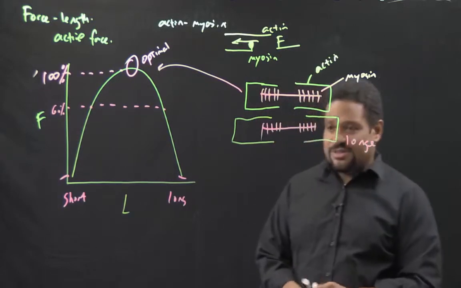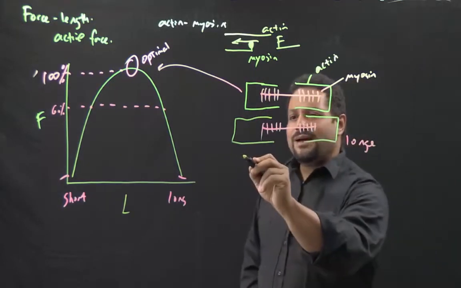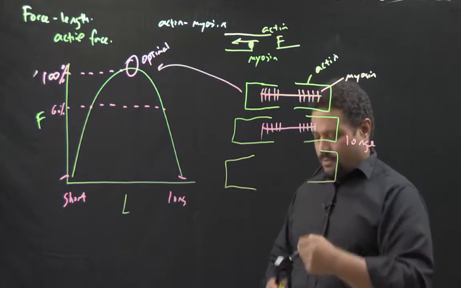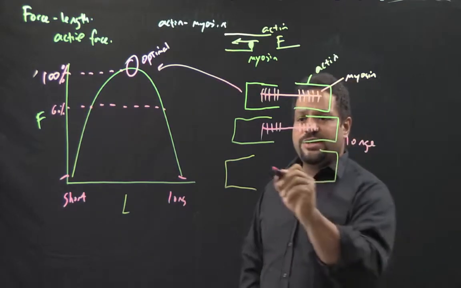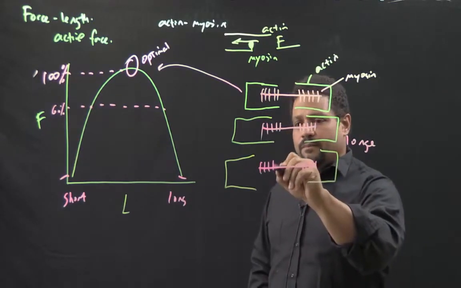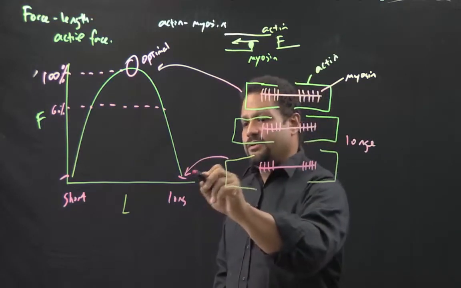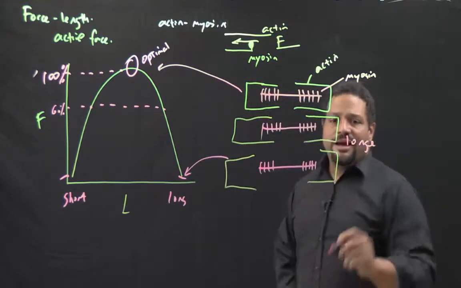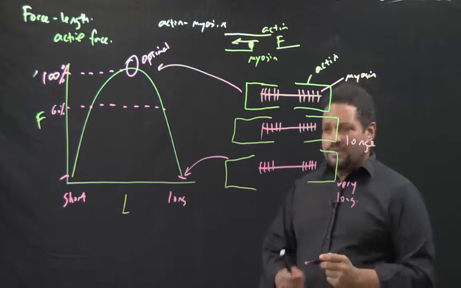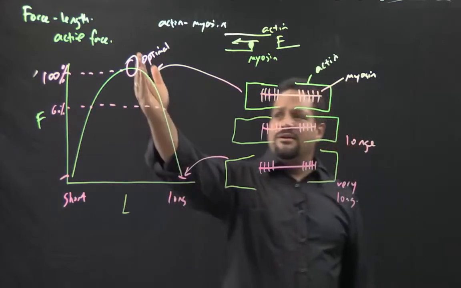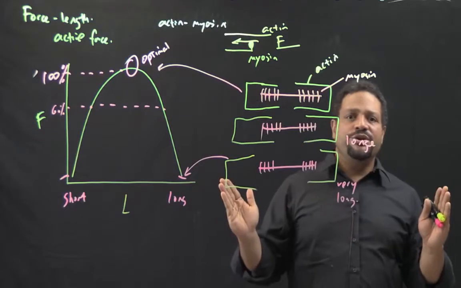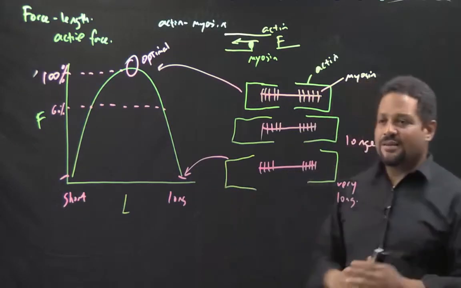If we stretch this muscle so much that there is absolutely no overlap of the actin and myosin, then there'll be no force generated, which is indicated here, 0 force generated. And this is what happens when you stretch it very long. Okay? So that's how you can explain from this part of the curve down to here. As the muscle gets stretched to longer lengths, you get a lot less myosin-actin interaction.